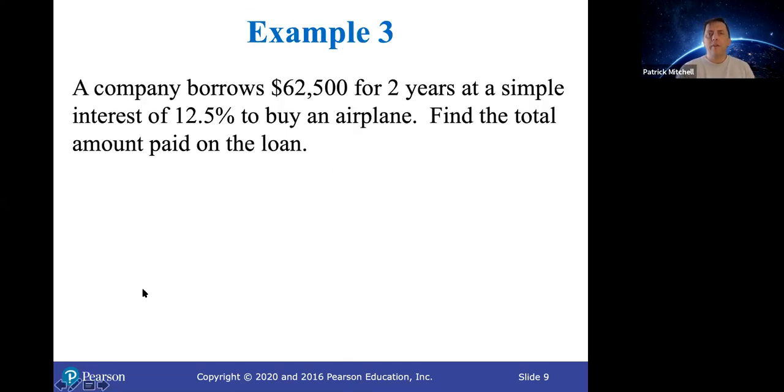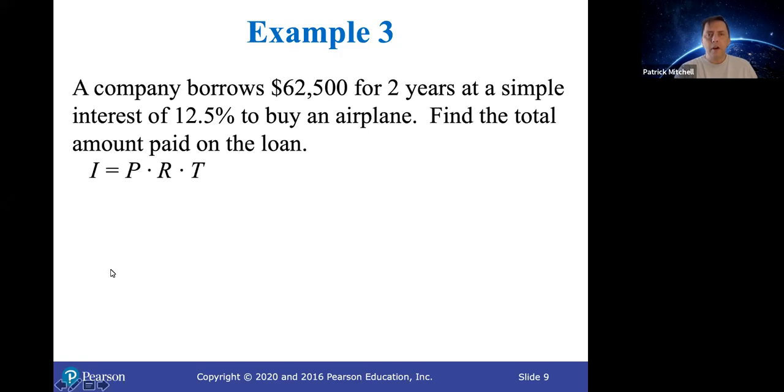A company borrows $62,500 for 2 years at a simple interest of 12 5/10%. I feel like that's a pretty cheap rate. Find the total amount paid on the loan. So first we'll find the interest.